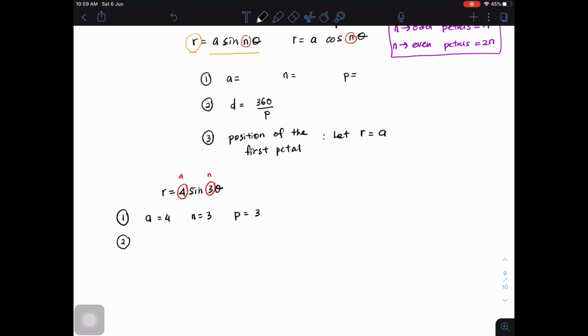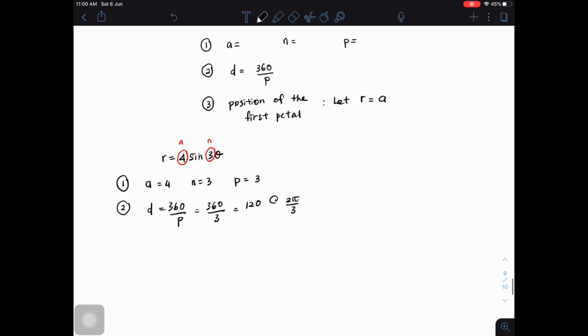The second step is you need to find d, where d is a distance, so d is equal to 360 divided by p. So you will have 360 divided by 3 equal to 120. Or if you want to put it in the form of pi, 120 is actually 2 pi over 3. Pi is equal to 180, so 180 times 2 is 360, divided by 3 is 120. This one is in the form of pi.